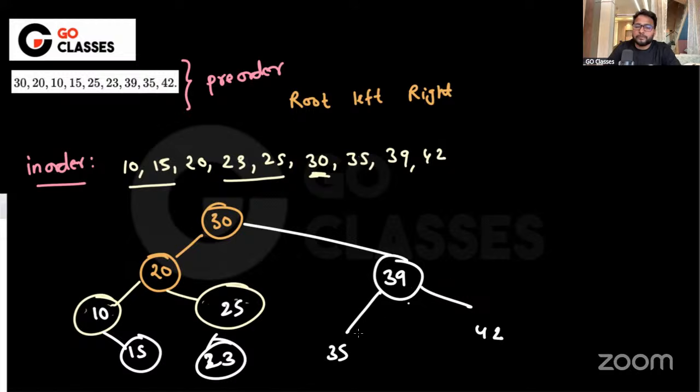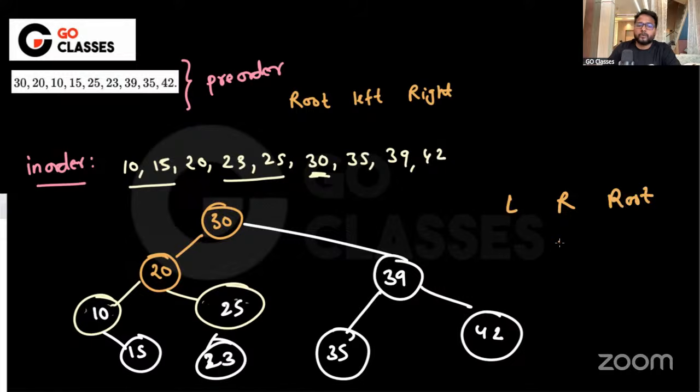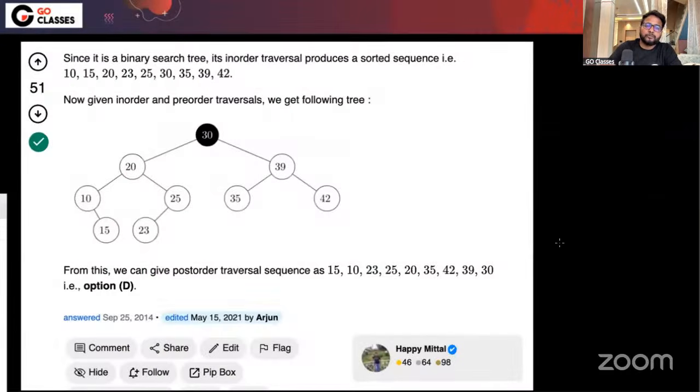Now you can basically make the post order of that tree. So post order means left right root. Okay, now you can actually find out the post order. So basically this is the tree. Now if you find out the post order, it will be like this. Okay, so that's an easy question only. Hope you understood.